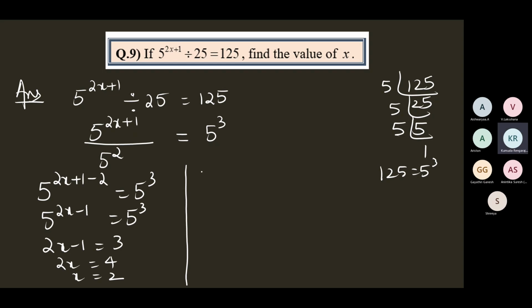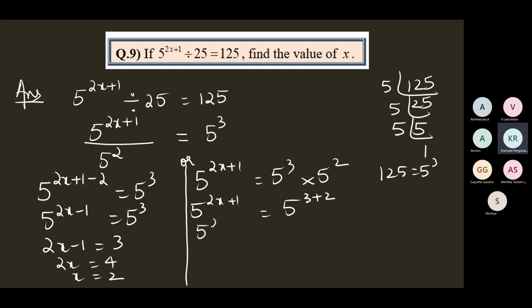Or if you cross multiply, is equal to 5 cubed into 5 square. So 5 to the power 2x plus 1 is equal to, bases are same, multiplication, add the powers, 3 plus 2. 5 to the power 2x plus 1 is equal to 5 to the power 5, since 3 plus 2 is 5.